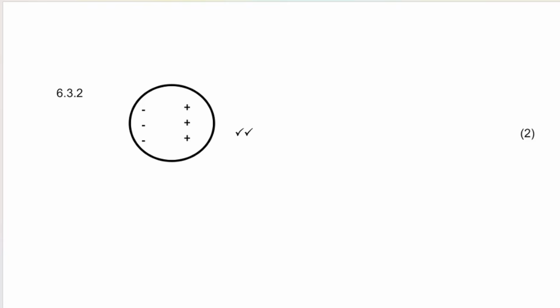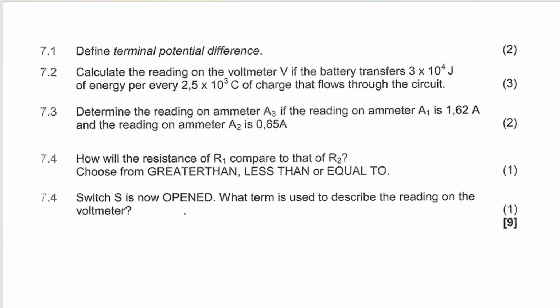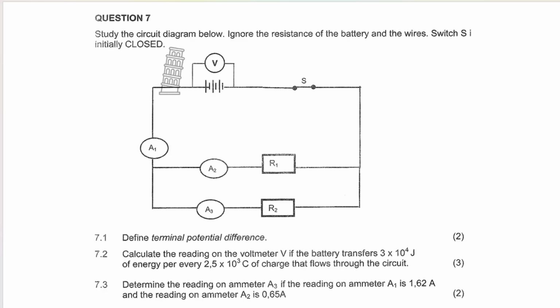Right, our last question that we'll do is our electricity question. So let's jump right into that. The circuit diagram below indicates that there are 2 resistors connected in parallel, R1 and R2. Note how there are no other resistors connected in the circuit. They tell us to ignore the resistance of the battery and the wires. Switch S is initially closed.